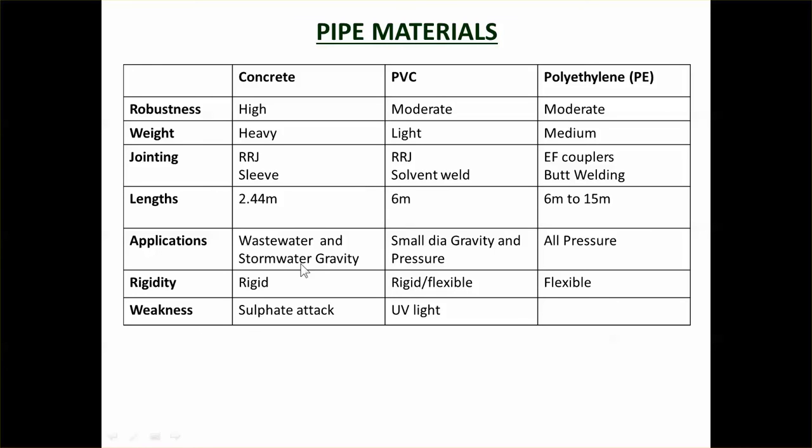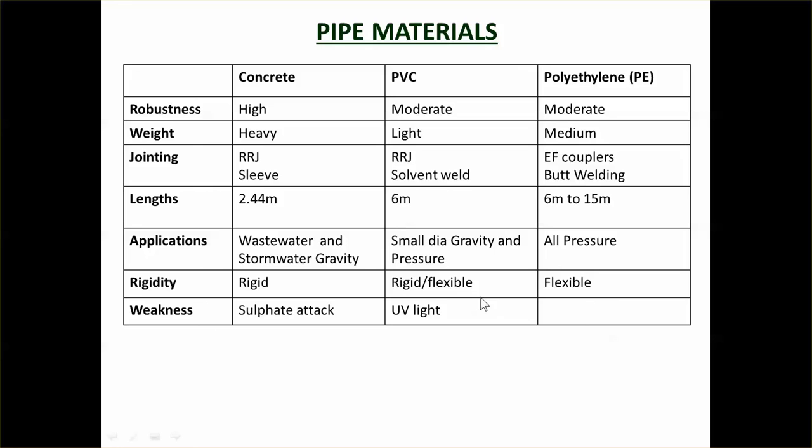The weakness of polyethylene pipe is sulfide attack. If hydrogen sulfide is produced in, say, a wastewater system, it mixes with water and produces a low-grade sulfuric acid, and that can attack the concrete pipe. Although there are sulfide resistant concrete pipes on the market, they're a little bit more expensive and they're not as good as the plastic pipes at resisting sulfide attack.